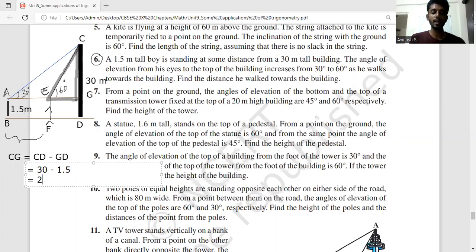So you get it as 28.5. So this needs to be done in the beginning. You can't take the opposite side as 30, because 30 is the overall height of the building from which we have to subtract the height of the boy.